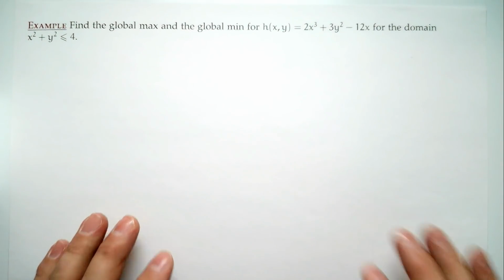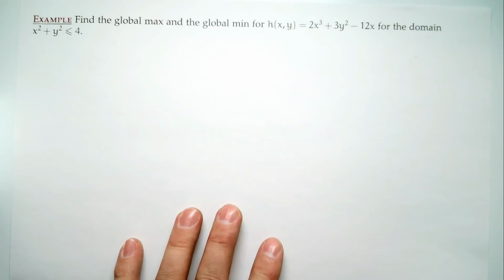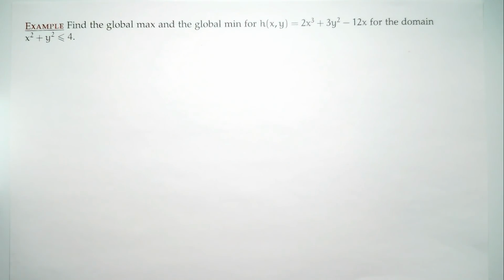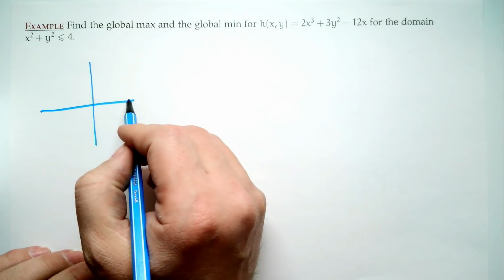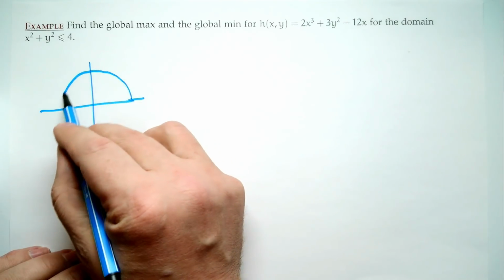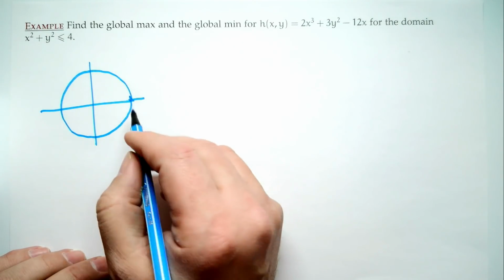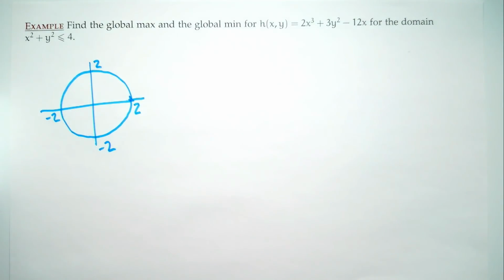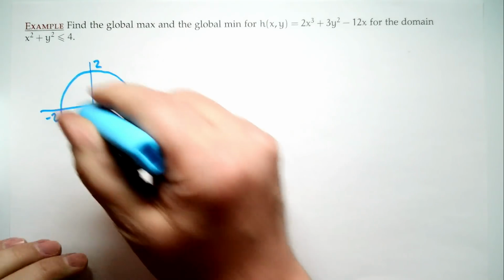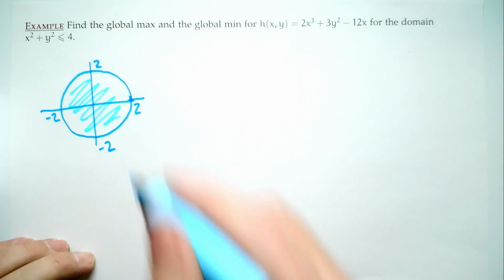We have time for a third problem, which is good because we have a third problem. Find the global max and the global min for h of x, y is 2x cubed plus 3y squared minus 12x for the domain x squared plus y squared is less than or equal to 4. X squared plus y squared less than or equal to 4 looks like what? It's a circle of radius 2. So, this will make it interesting when we get to the boundary. But that's to come. Let's not wait.